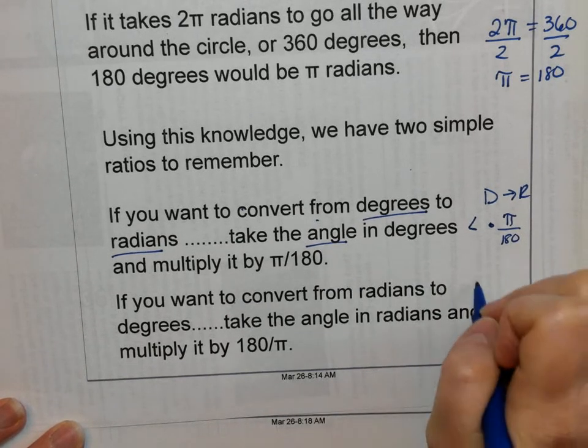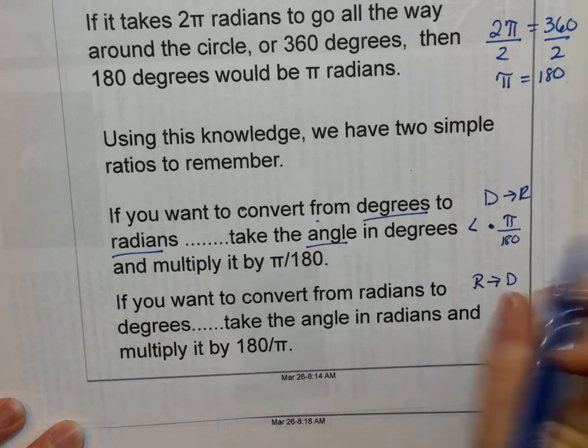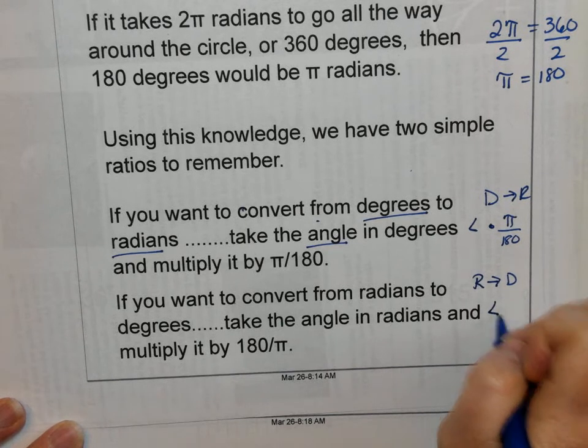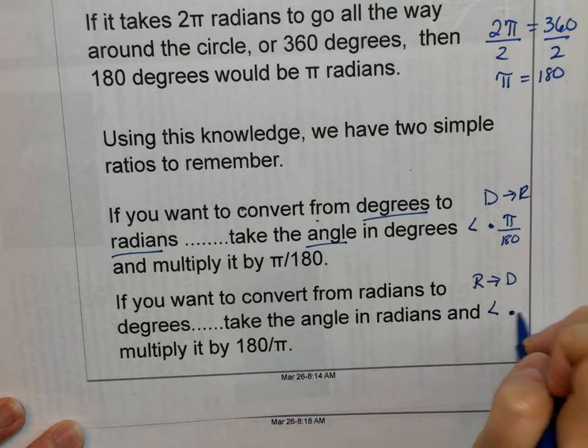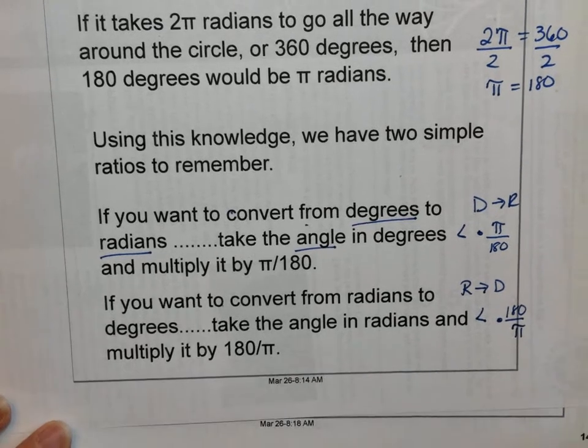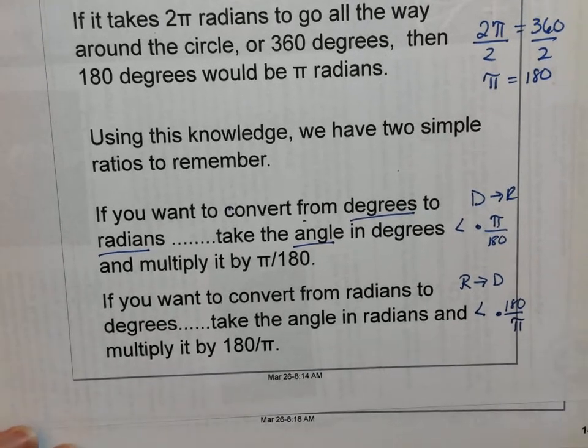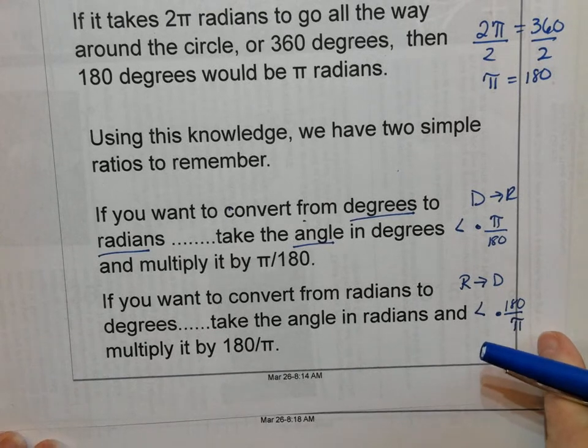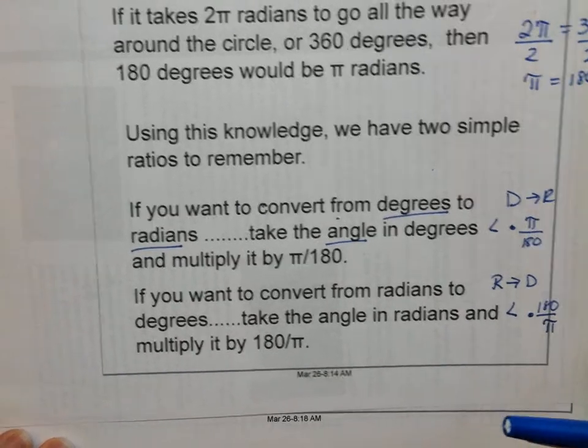Okay, if I want to go from radians to degrees, I take the angle, which has pi in it, by the way, and I multiply by 180 over pi. Why do I do this? Well, the pi's will cancel, and that's going to look really good for us here really soon. Okay, so we're going to practice those two skills.